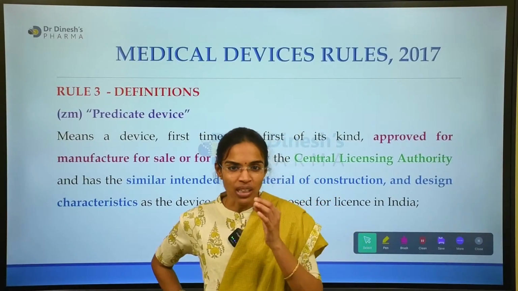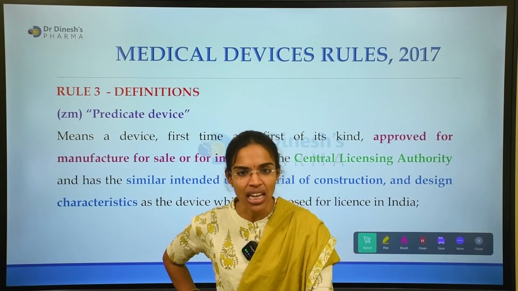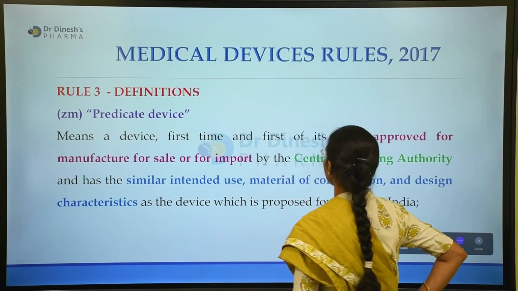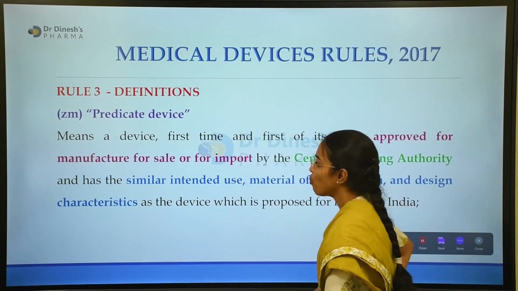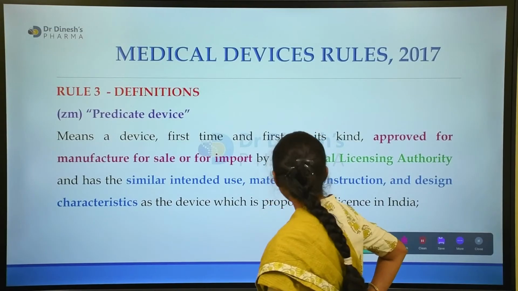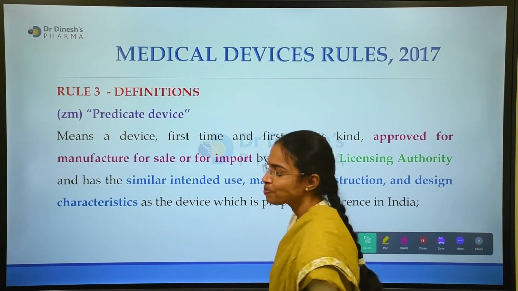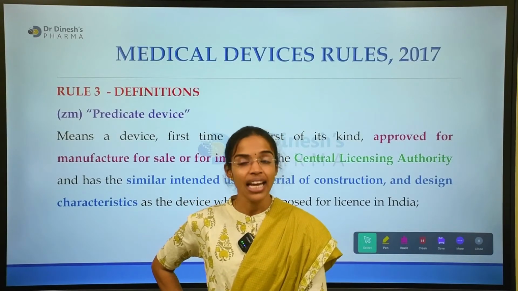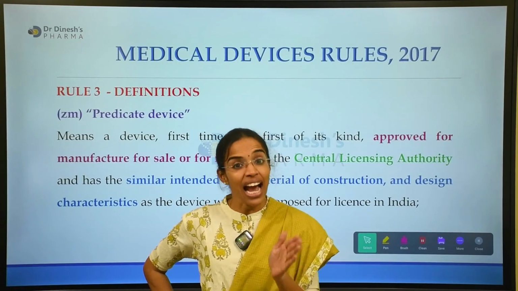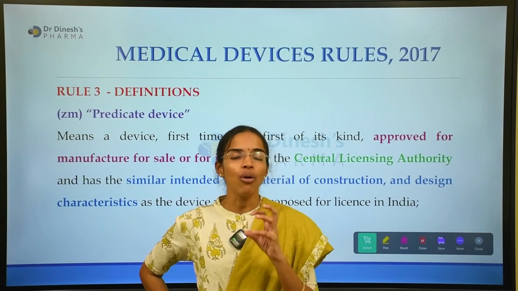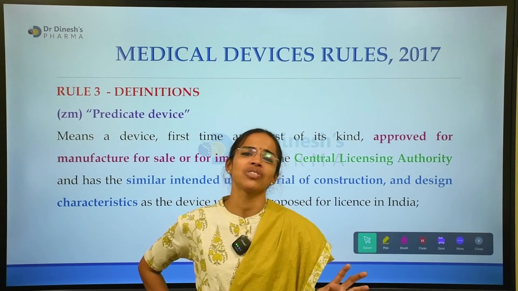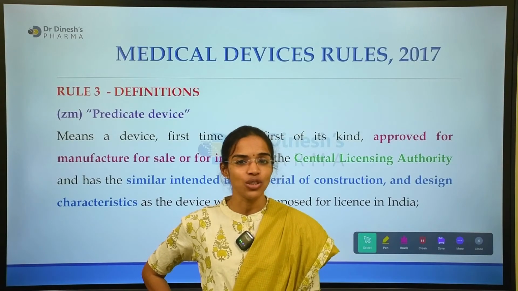The medical device which is manufactured for the first time of its kind, first of its kind, and approved for the manufacture, sale, import, etc. by the Central Licensing Authority, as it is deemed to be. There are no changes in how it should be manufactured, or in the manufacture or import or any procedures. That kind of device is known as a predicate device.